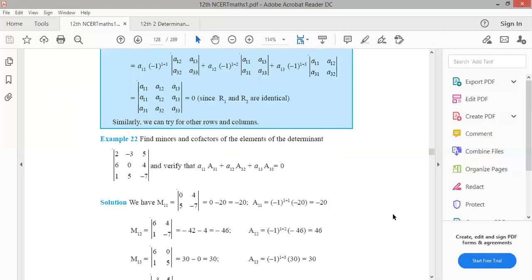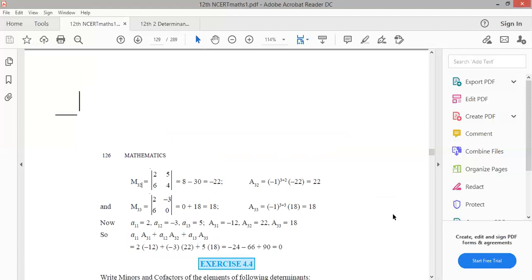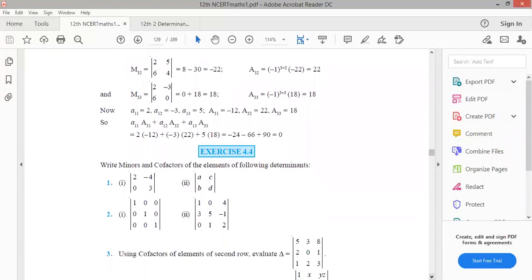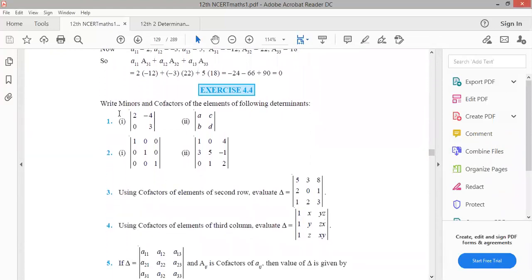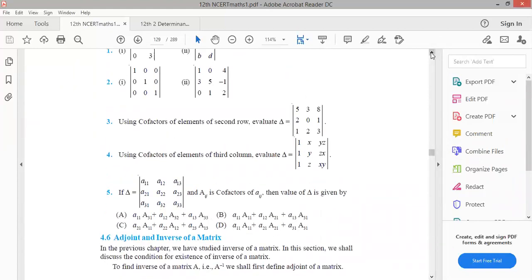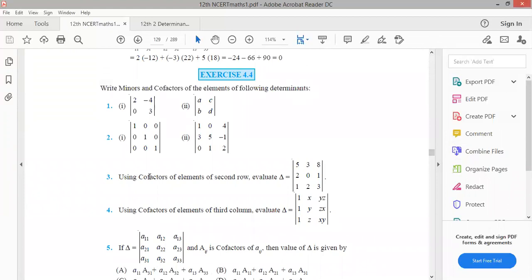If we go to the exercise based on the concept of minors and cofactors, we are also asked here to find the minors and cofactors of the following determinants. That means we have to find the minors and cofactors of all the elements. So the question is based on the same lines. Please follow this. This is homework for you, and the rest of the questions will be solved in the next class.